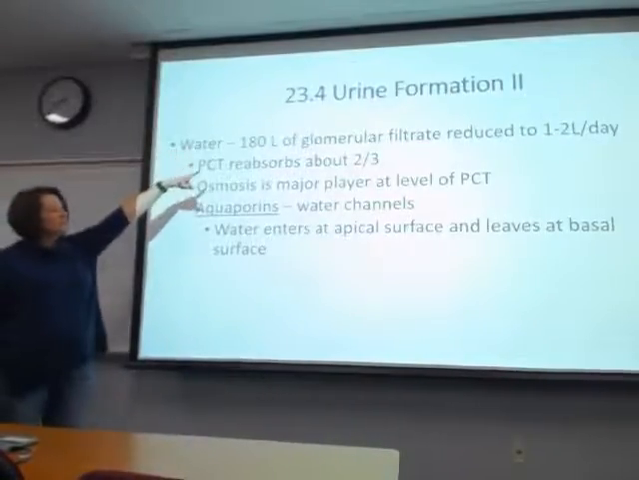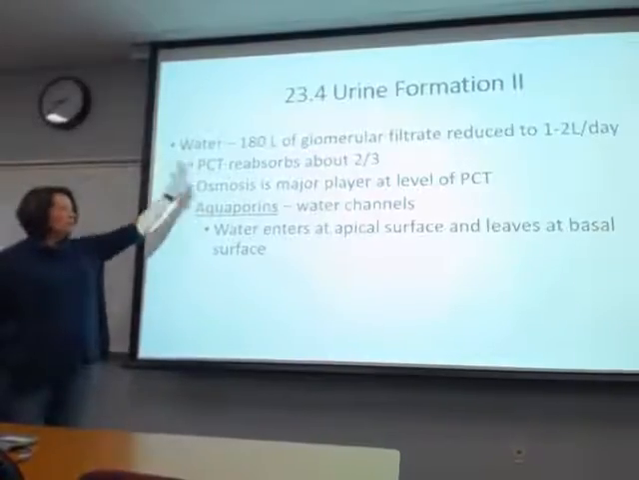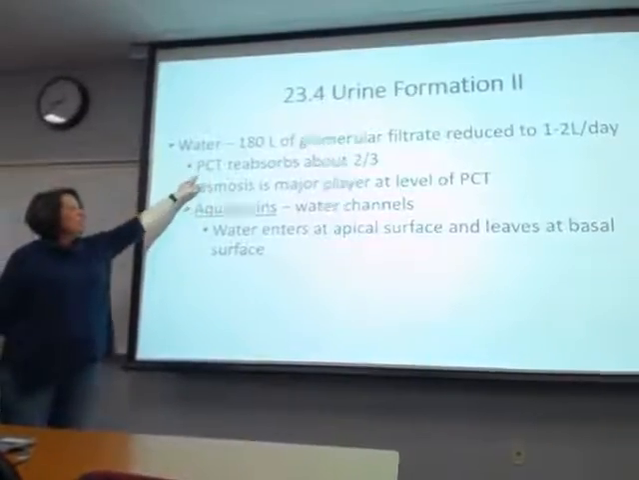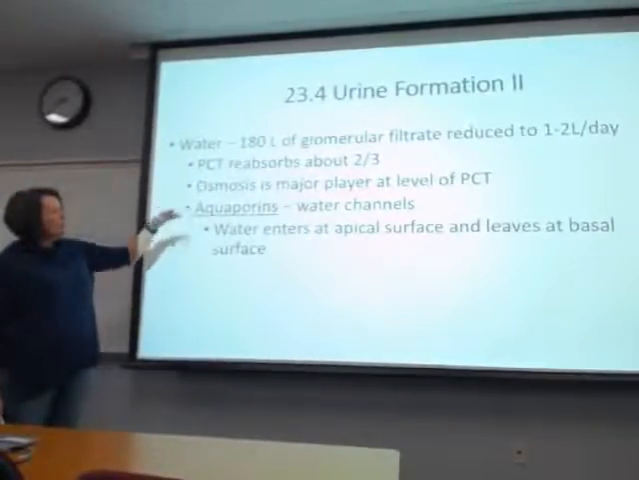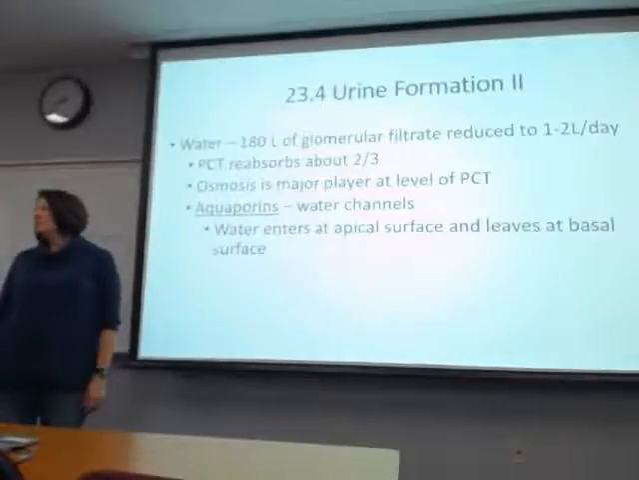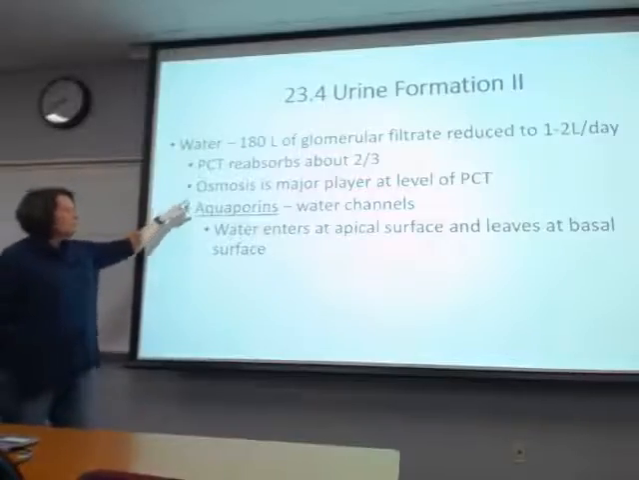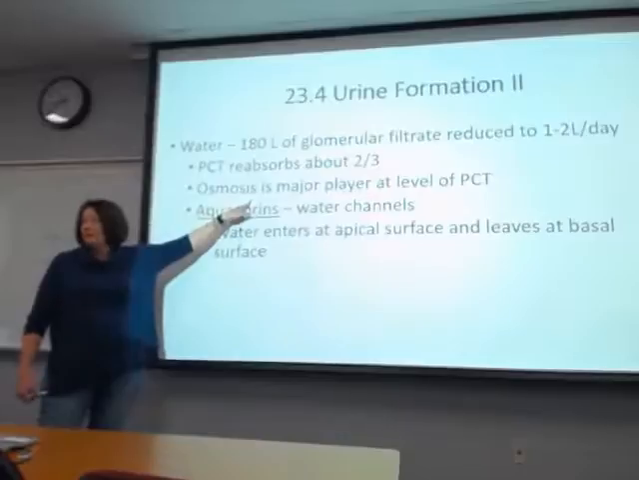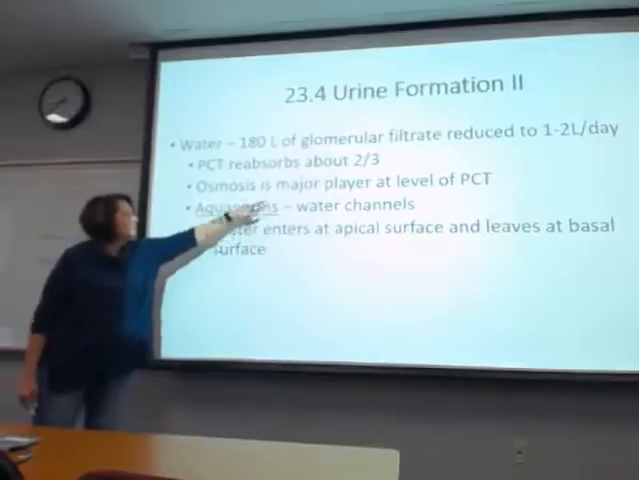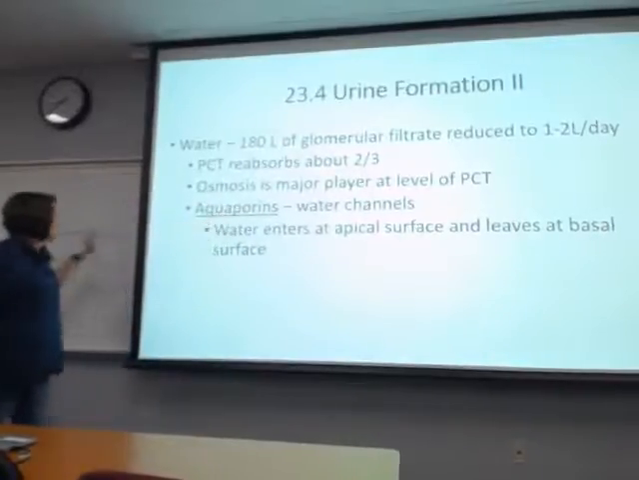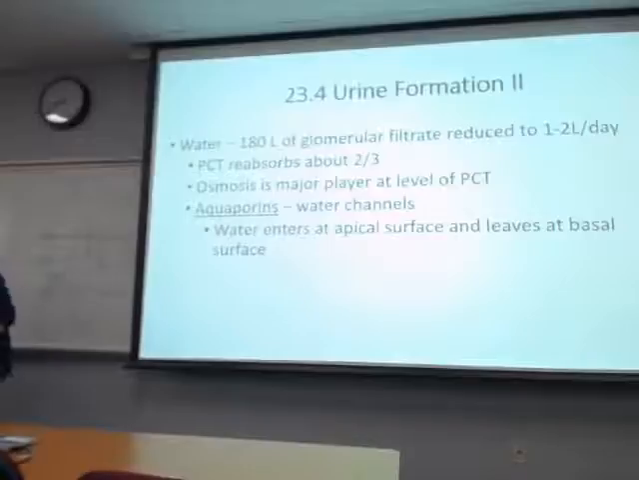At the point of formation 2, if we have that 180 liters, basically that proximal convoluted tubule reabsorbs about 2/3 of what is in the filtrate. So it's a pretty busy area of the nephron. Osmosis is a major player in the PCT. And then something that we're going to find in the cellular structure, we're going to find something called an aquaporin.